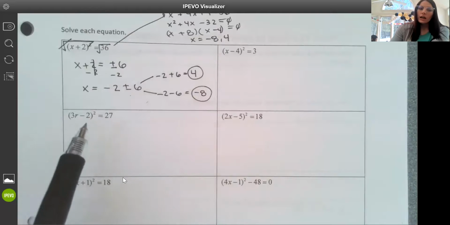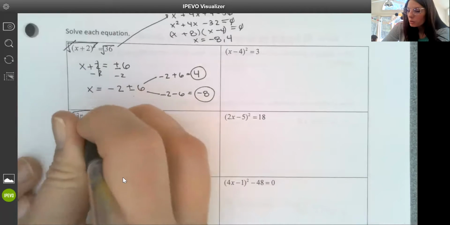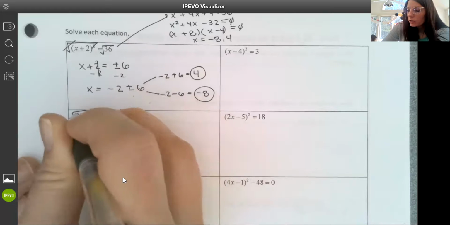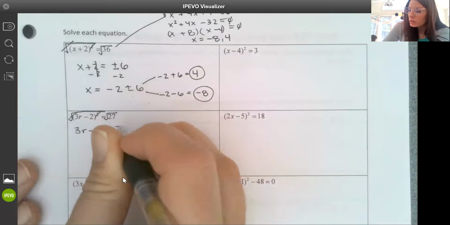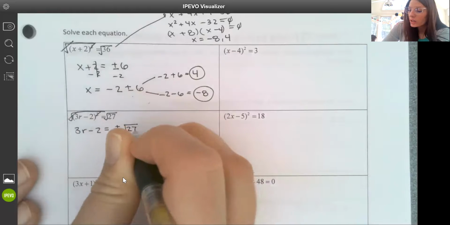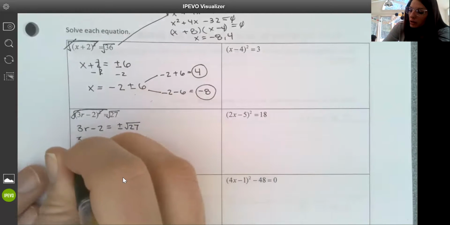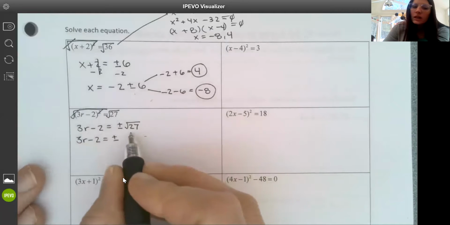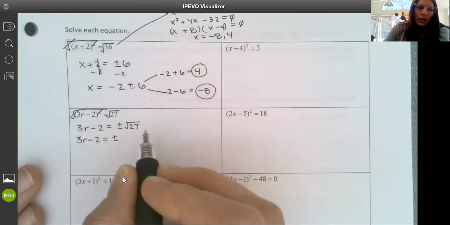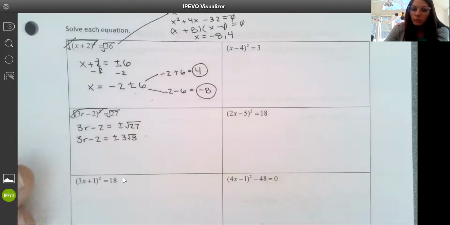So again, inverse operations. So I can see I only have a single variable term. I'm going to use inverse operations to solve, leaving me with 3r minus 2 equals plus or minus the square root of 27. Now, 27 is not a perfect square, but I still want to simplify this radical. 27 is 9 times 3. So it's going to simplify to 3 square roots of 3.